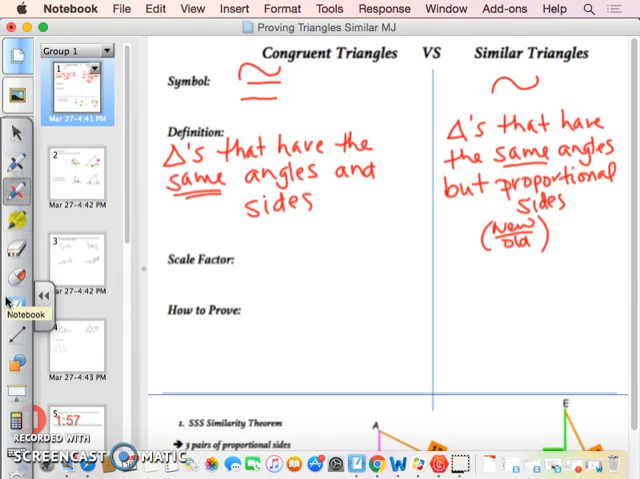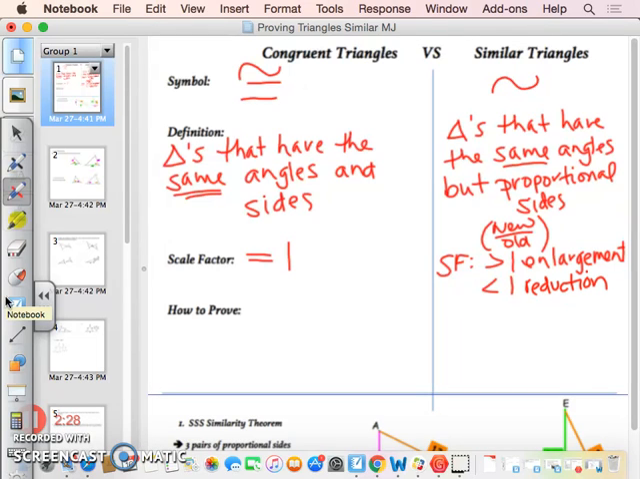Your scale factor for congruent triangles is always going to be equal to 1 because you have the exact same figure. Now, for similar triangles, if the scale factor is greater than 1, you have an enlargement. And if it's less than 1, but of course greater than 0, then you have a reduction. So that means the shape gets smaller.